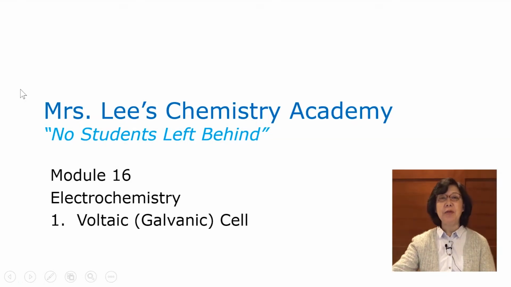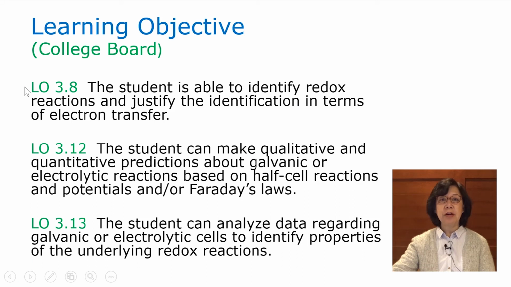Hi everyone, today we're going to talk about the galvanic cell. This is tied to the learning objective from College Board. First, the student is able to identify redox reactions, and we can make qualitative and quantitative predictions about galvanic or electrolytic reactions based on half-cell reactions and potentials and Faraday's laws. And students can analyze data regarding galvanic or electrolytic cells to identify properties of underlying redox reactions.